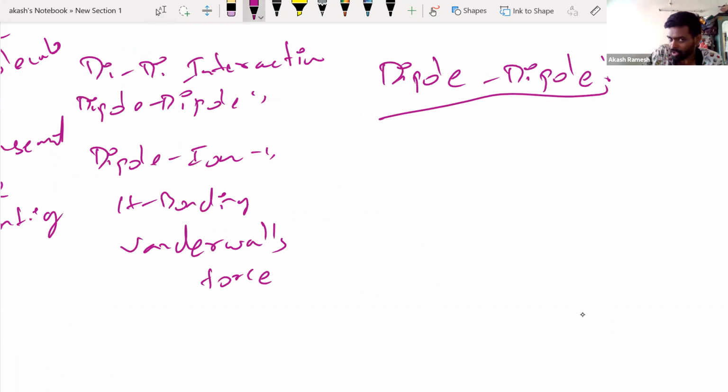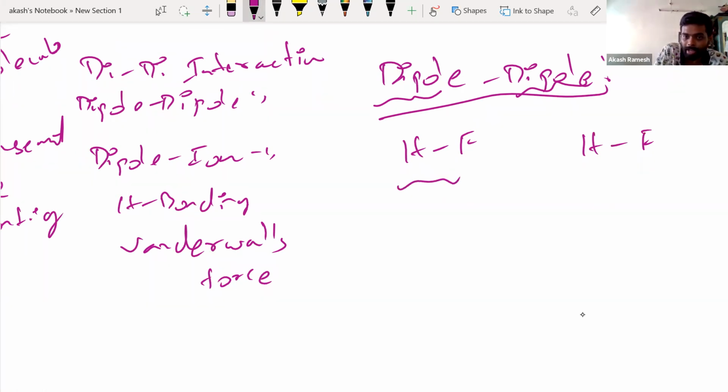From the name itself you can understand that one dipole and another dipole are there together somehow. Now the example I can take is, say, an HF molecule. Say another HF molecule I have. Now I know this bond is polar. Now remember that this will happen for polar molecules only, because a dipole will exist only for a polar molecule.